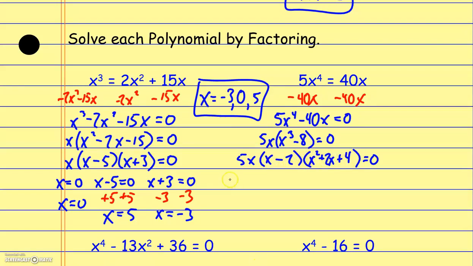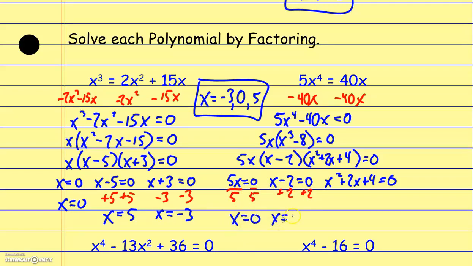And now I have to set each factor equal to 0, so I do 5x equals 0, x minus 2 equals 0, and x squared plus 2x plus 4 equals 0. And now from here I have to solve each. These first two are easy. This one I divide by the 5. This one I add the 2. And so I end up with x equals 0 and x equals 2.